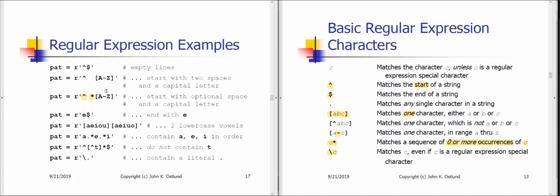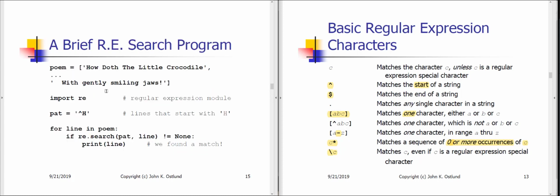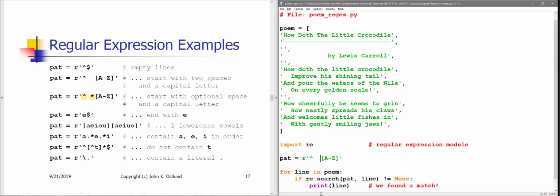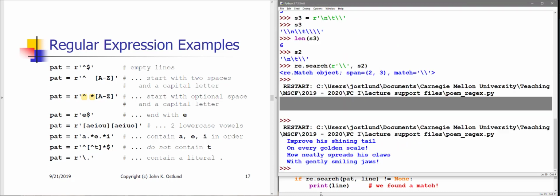Now let's compare that to what we did before. Our first example looked for lines that began with a capital H. Then we just looked at an example of lines that begin with 2 spaces followed by a capital letter. Now we're looking for lines that begin with optional spaces followed by a capital letter. Let's see what we get. Okay, so I'm going to say look for lines that start with optional spaces and a capital letter. I'll save this and run it with F5.